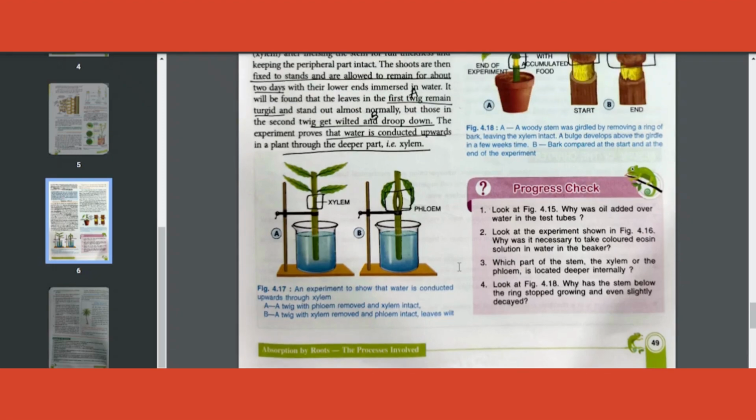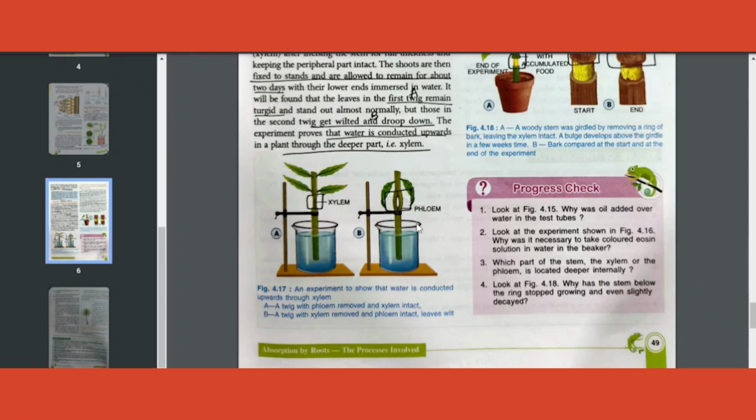After some time, in the case of the first setup, where you allowed the xylem to stay, water is conducting upward, and all the leaves are proper and turgid. What does that mean? They are plump, nice leaves. But in the second case, you can see the leaves have drooped. Why is that? Because water is not going up. It's not getting any water. So that hence proved again, we proved that xylem is the conductive tissue for the plant.